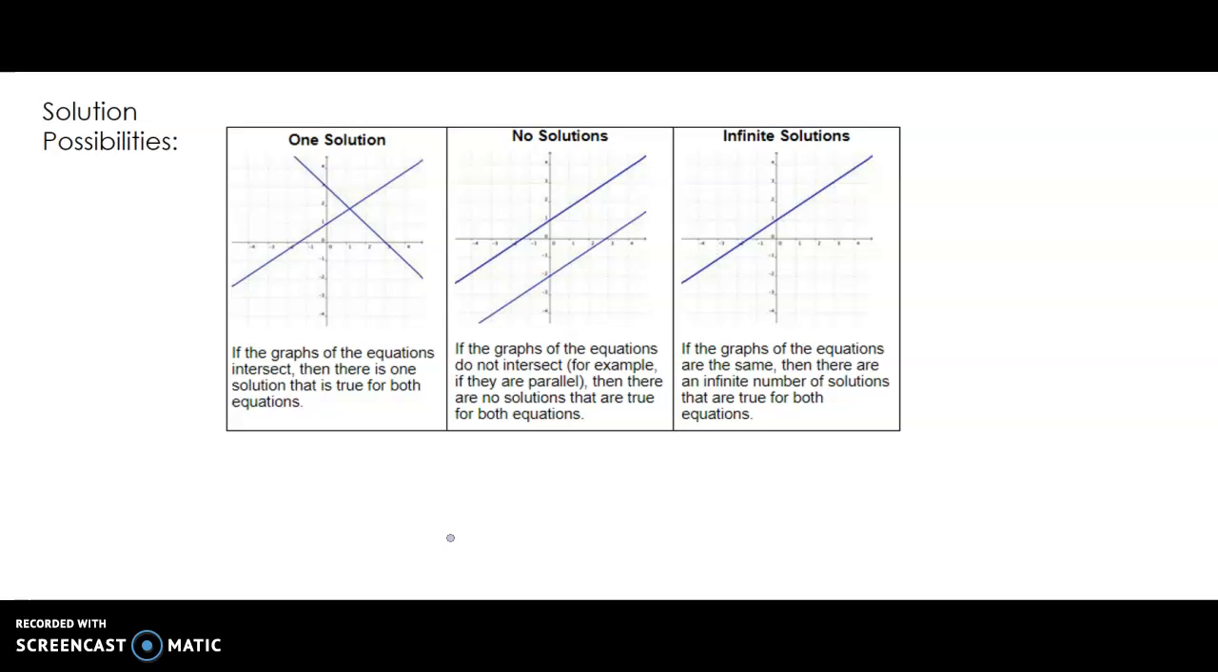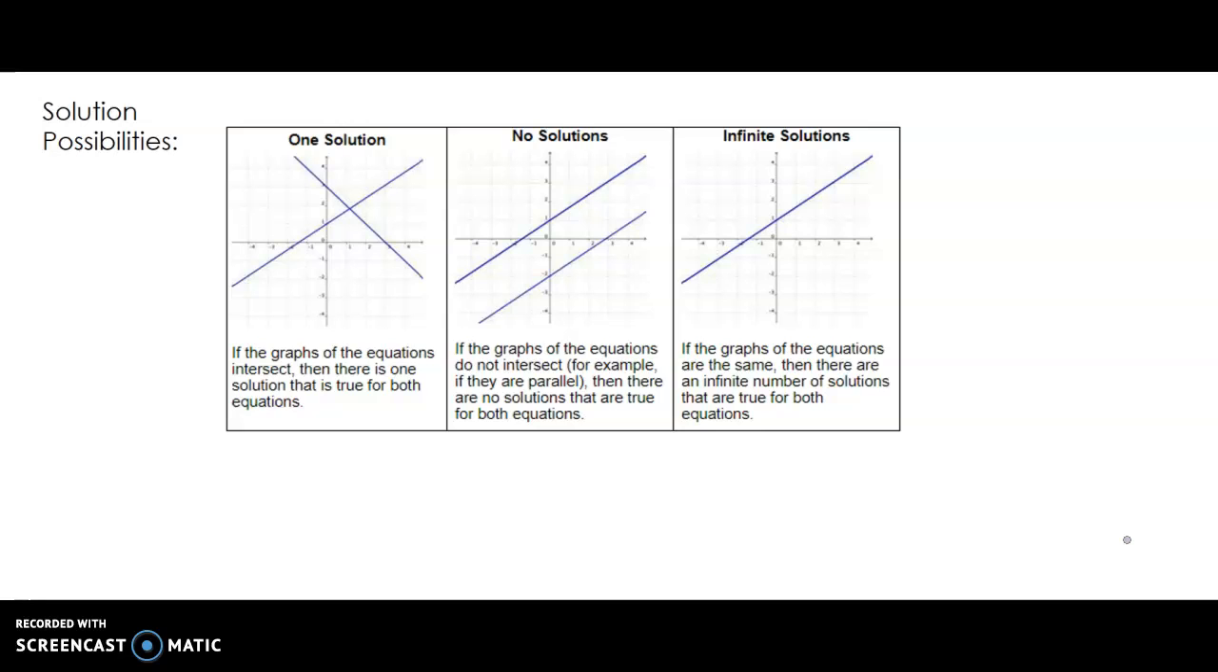Now, wouldn't it be cool if we could look at a system and, before doing any math, determine how many solutions the system might have? I'm here to tell you that there is a way to do this, and we're going to work through that right now. And so you'll notice, again, if we have one solution, our lines are only intersecting at one point.